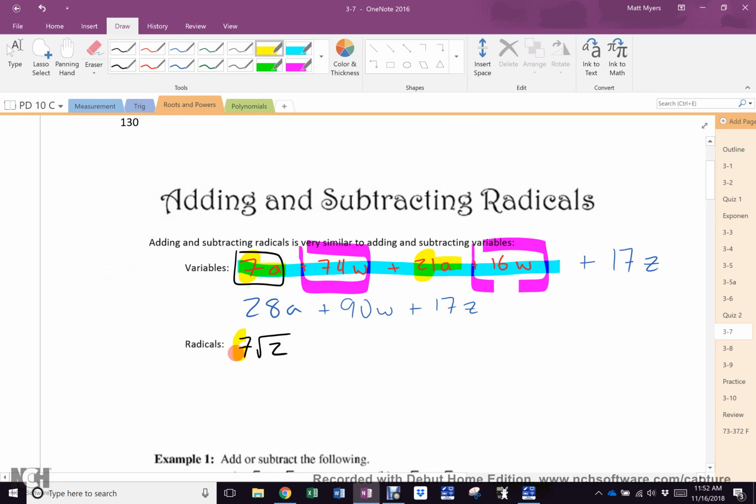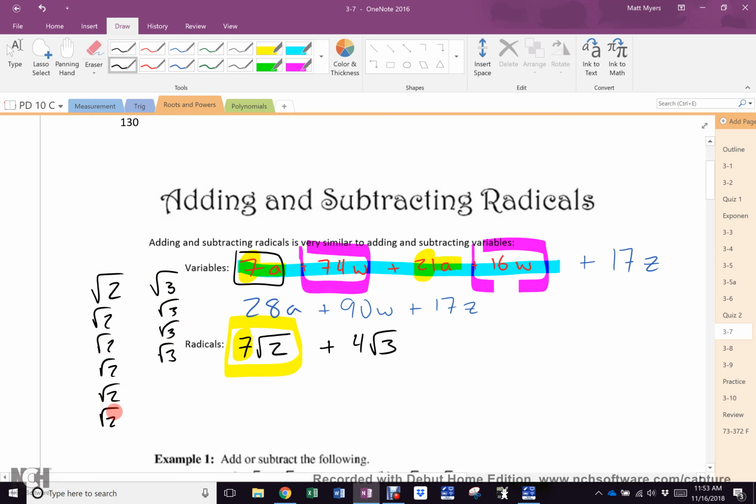What then is that? What is that 7? That is a coefficient. Mathematically, what does that mean? So I would write root 2 how many times? 7. Okay. What then if I added 4 root 3? What would I have to do? I would have to write root 3 how many times? 4 times. So I'd have root 3, root 3, root 3, root 3, root 2, root 2, root 2, root 2, root 2, root 2.